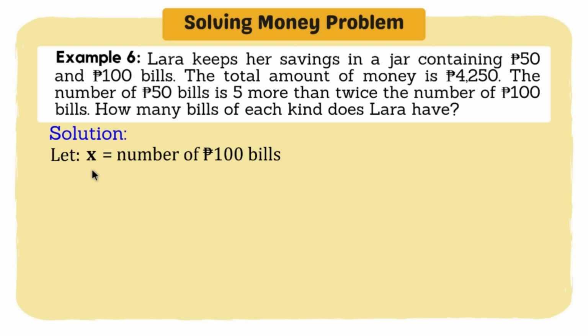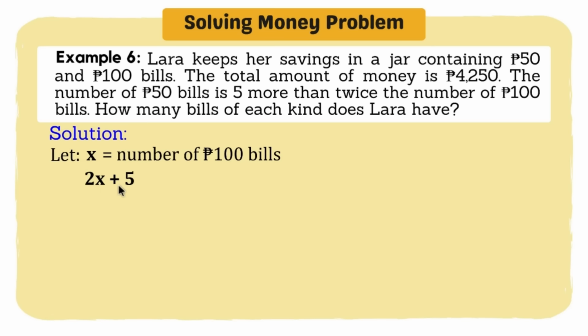Okay, now for the 50 peso bill, okay, take note, 5 more than twice the number of 100 peso. So how are we going to represent this verbal statement? It will now be 2x plus 5. Okay, twice, so 2x. And then 5 more than, ibig sabihin plus 5.